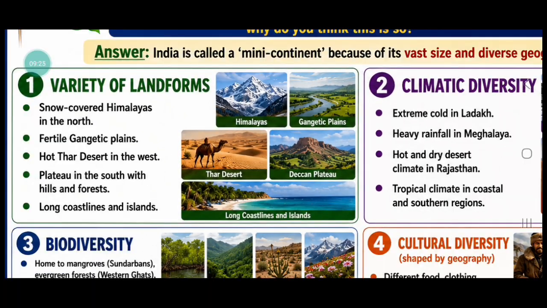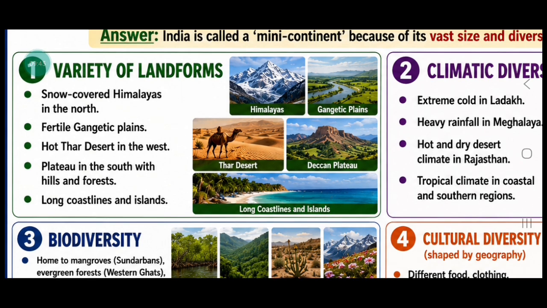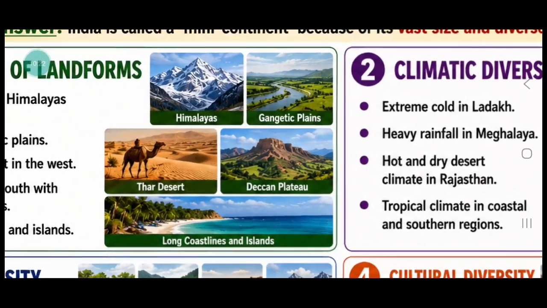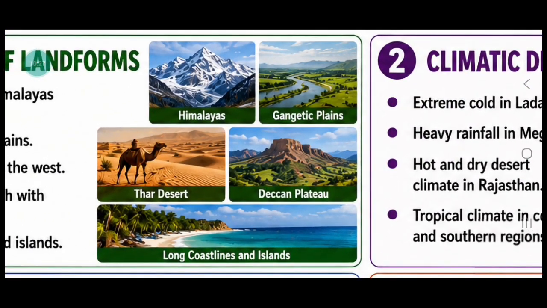Point number 1. There are different varieties of landforms, right? There are snow covered Himalayas in the north, fertile Gangetic plains, the Thar desert, plateaus in the south, and a long coastline and islands, right children? So there is a variety of landforms. This is one reason. In the images also you can see the first point, variety of landforms: the Himalaya, the Gangetic plain, the Thar desert, the Deccan plateau, and the long coastline and islands.